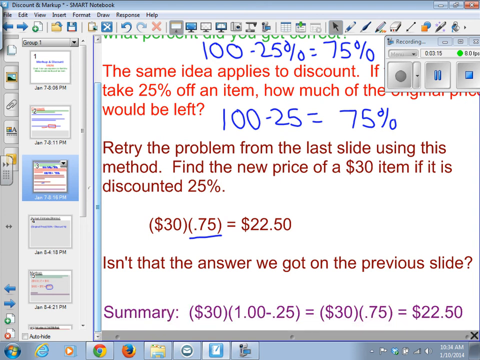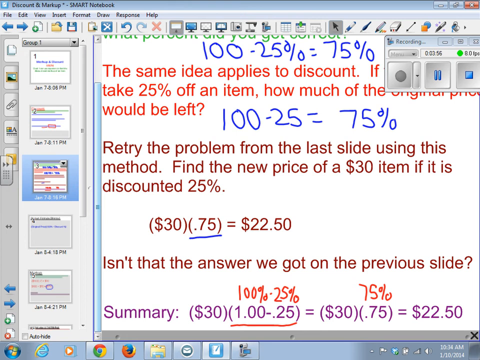So what we did, we took $30, multiplied it by 100%, or 1 whole, minus 25 hundredths, because that's 100%, and that's 25% right there, which left us with $30 times 75 hundredths, which is $30 times 75%, which gives us $22.50. This is why we spent that lesson going over percent, decimal, and fraction, so we can multiply these things in various forms.